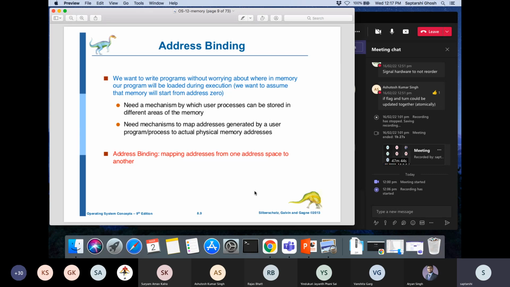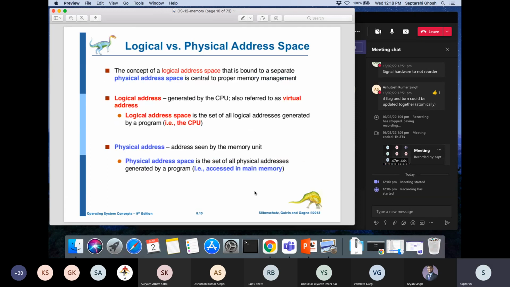So it seems there are two address spaces. One is the address space which the programmer or the program is seeing. Another is the physical address space. So address binding is mapping addresses from one address space to another. And what are those two address spaces called? One is called a logical address space, the other one is called a physical address space. The differences will be clear soon, but just understand the abstraction.